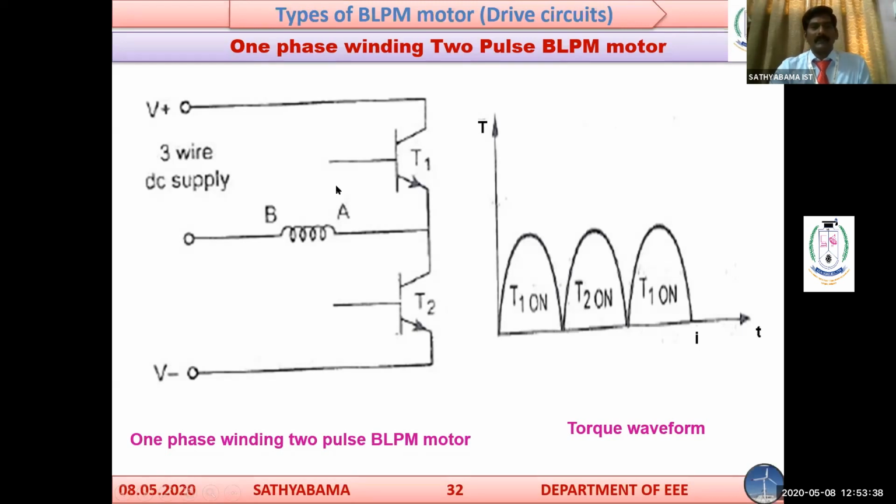Therefore, psi 1 of theta equal to the psi 1 max value that we found from equation 1, that is n1 Bg r1 l into pi, into the same value 1 minus 2 theta by pi. Also, we know well the induced EMF E equal to minus d psi by d theta. Here, just multiply and divide by d theta. So the equation becomes E equal to minus d psi by d theta into d theta by dt.